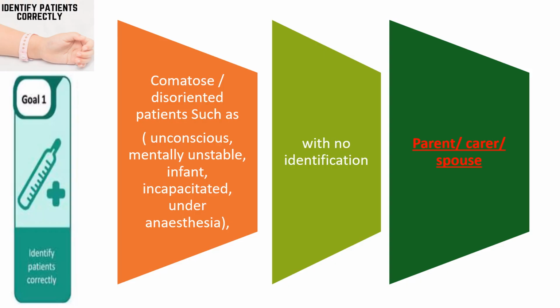IPSG 1. Identify patients correctly in comatose or disoriented patients such as unconscious, mentally unstable, infant, incapacitated, under anesthesia and with no identification. The parent, carer, or spouse must confirm that the details on the patient identification band are correct prior to attaching the band to the patient.